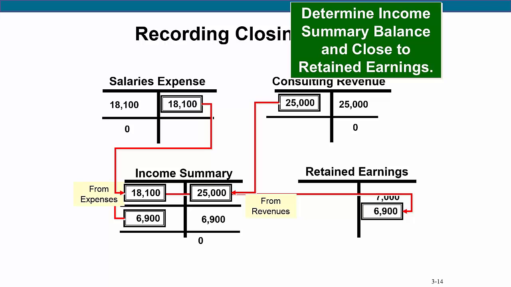Notice that the retained earnings account has just increased by the amount of net income for the year, $6,900. Okay? This is an important concept because it should remind you of what amounts show up on the statement of retained earnings. Also notice that the balance in the income summary account now is zero.